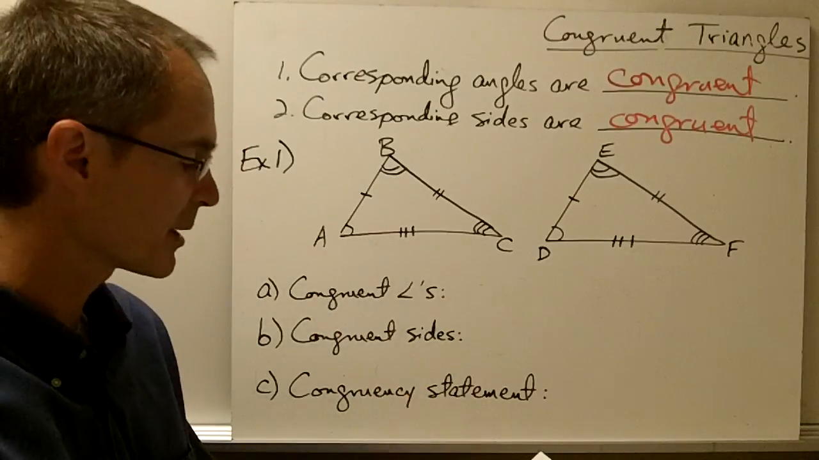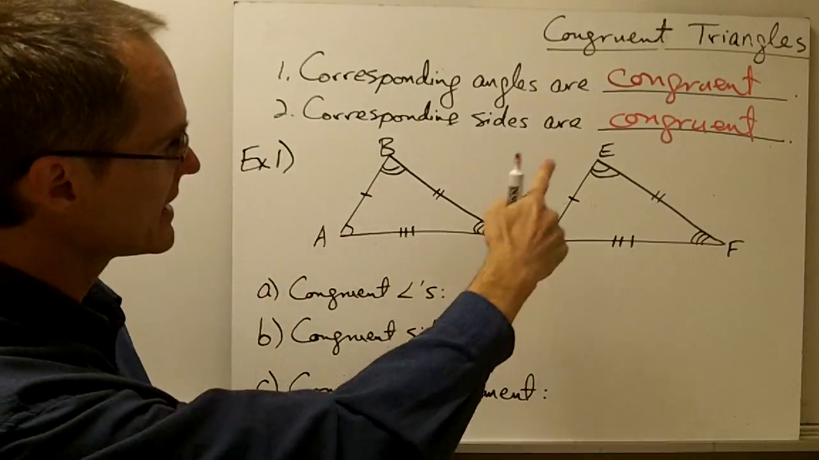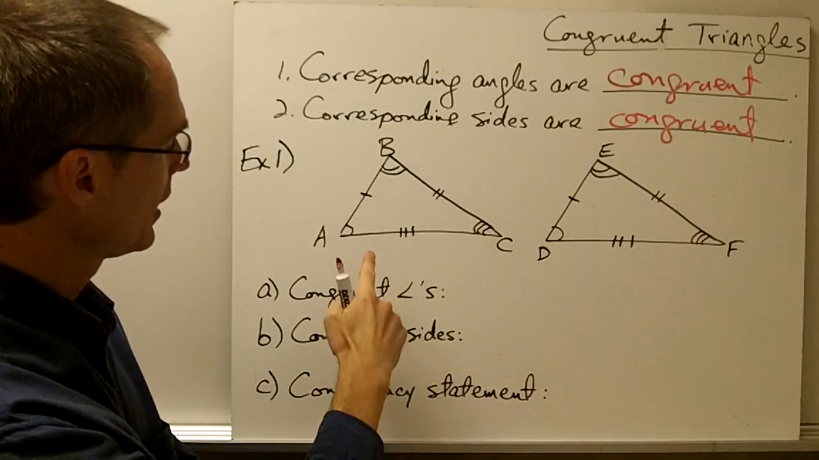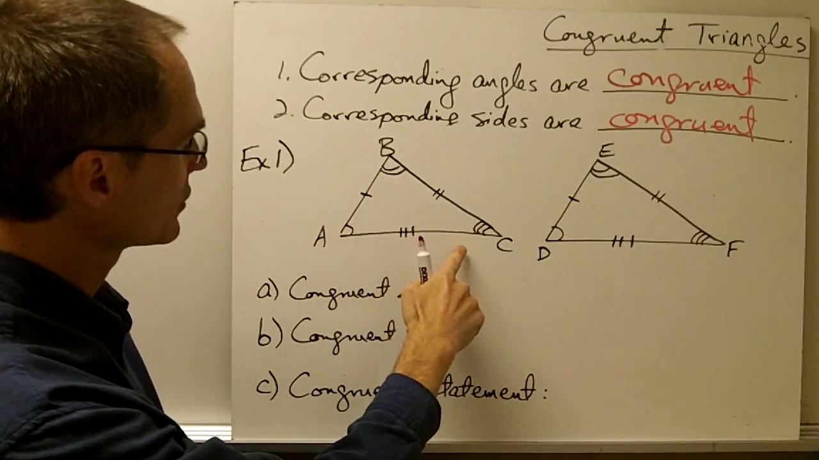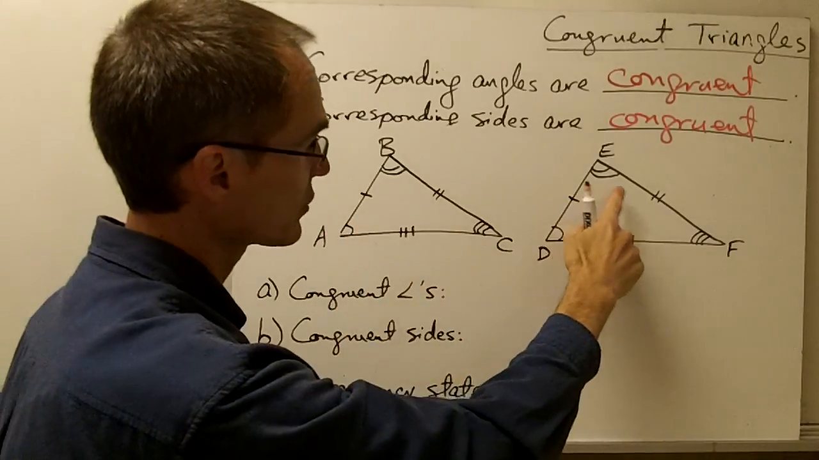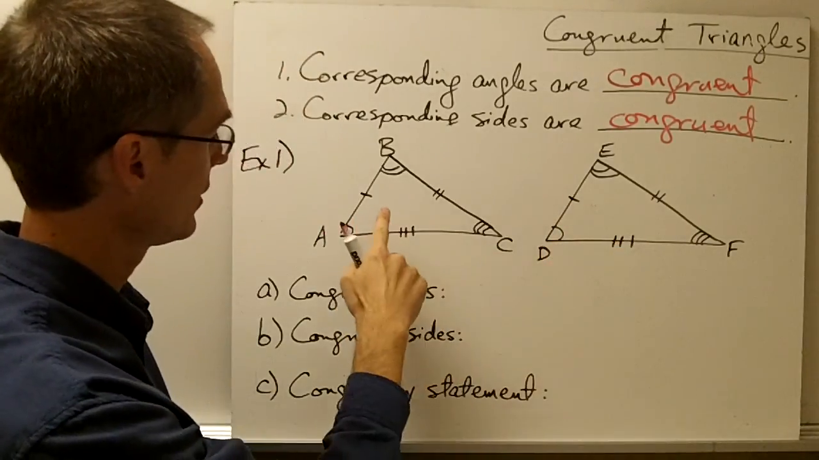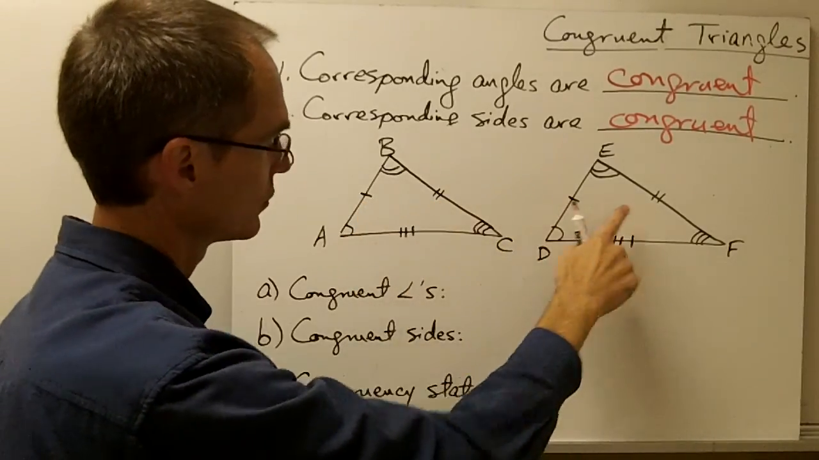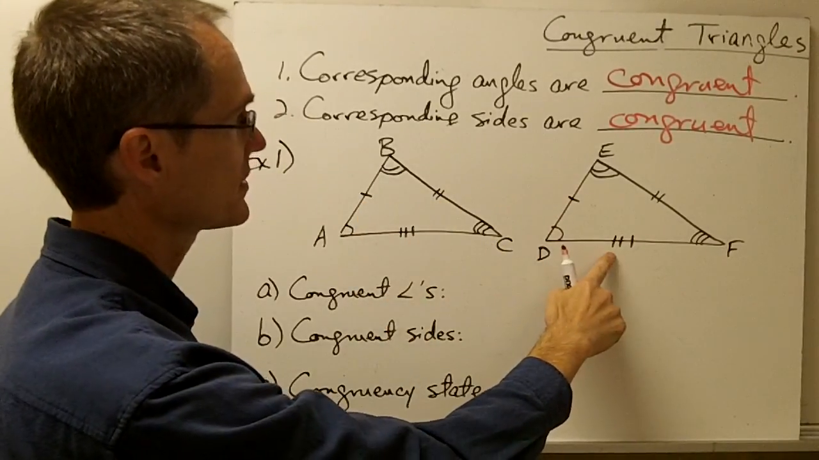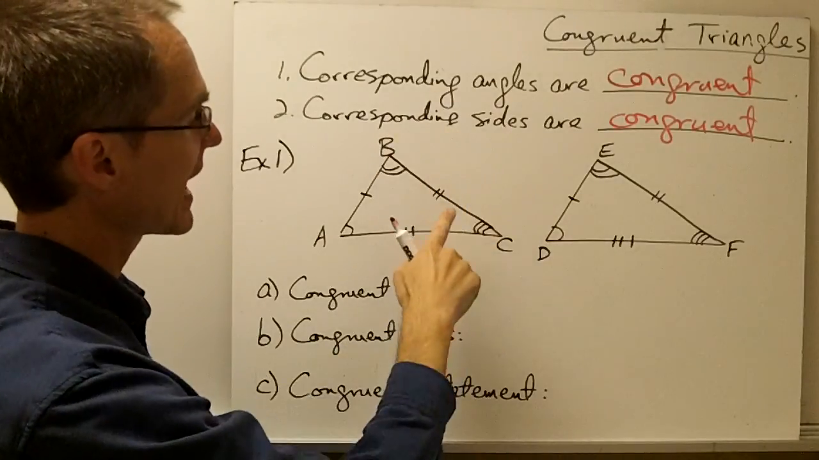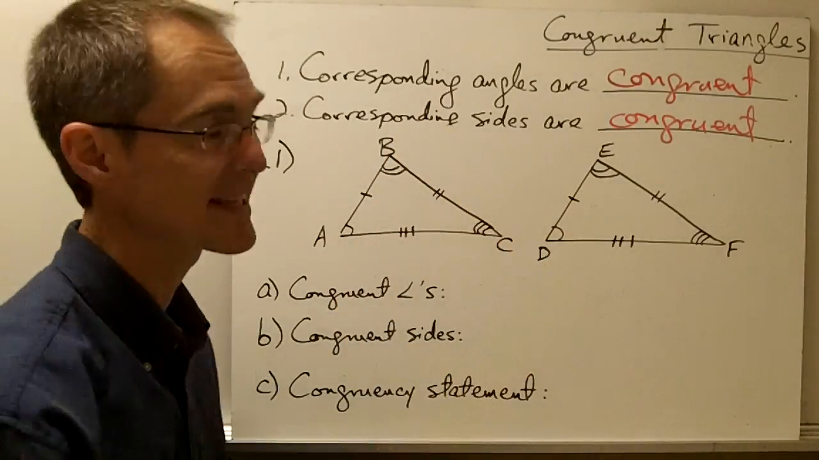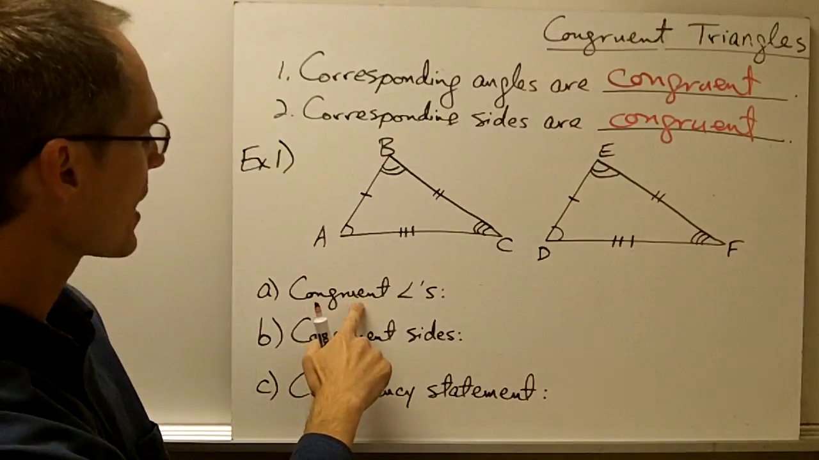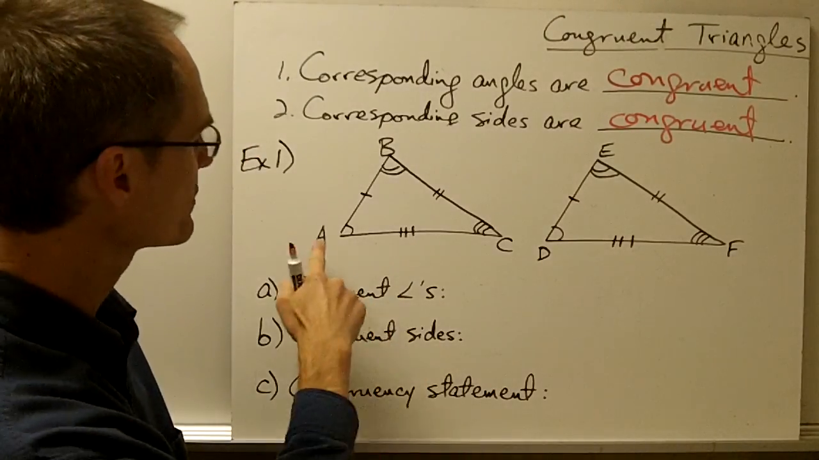triangles. So example number one, we have these two triangles ABC and DEF, and I can see by looking at the picture that these three angles in triangle ABC are congruent to these three angles in triangle DEF, and these three sides, this side is congruent to this side, this one congruent to this side, and this side congruent to this side. So I've got corresponding angles congruent, and I've got corresponding sides congruent, so I know these two triangles must be congruent. So I'm going to start out by writing down my pairs of corresponding angles.